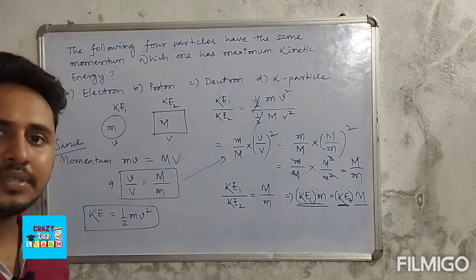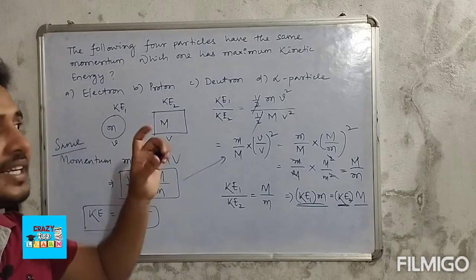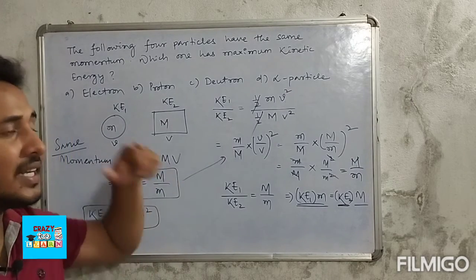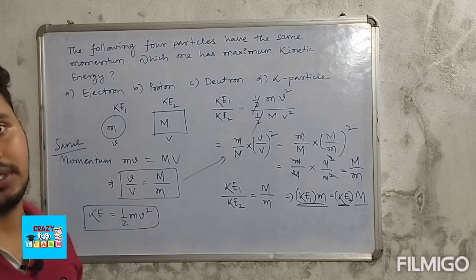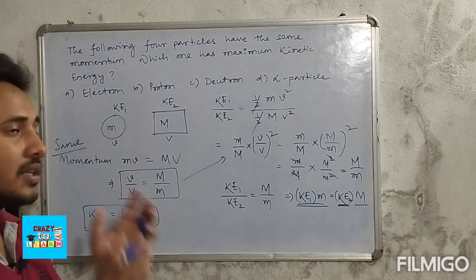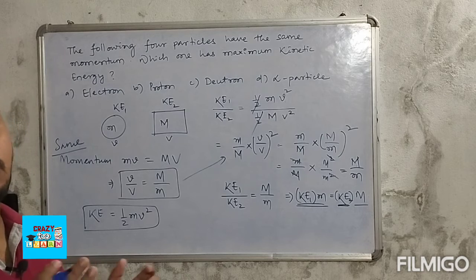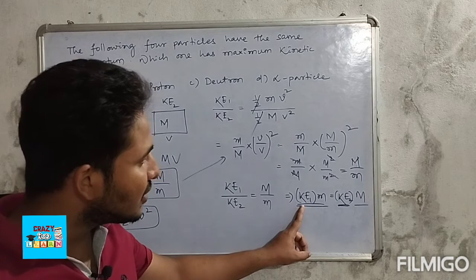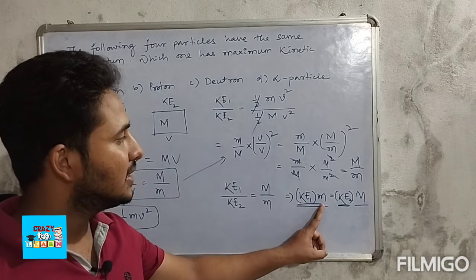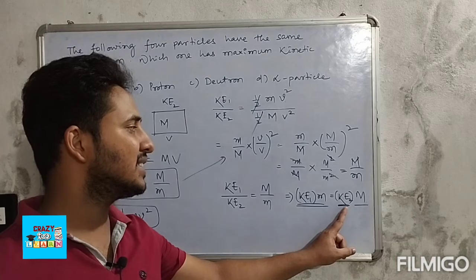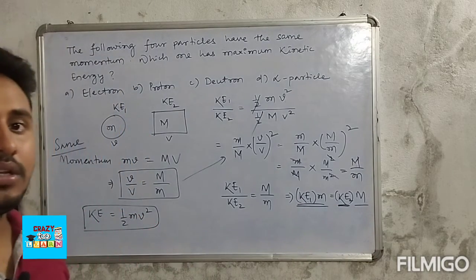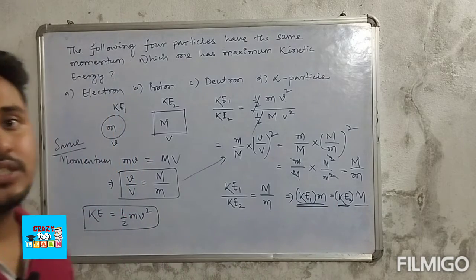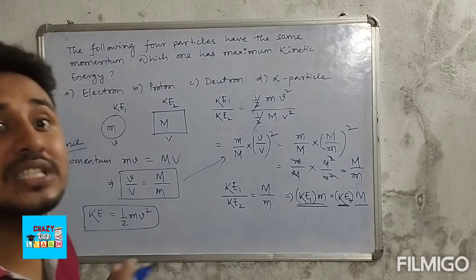Inversely proportional or directly proportional? When two factors are there and their product is the same, then we say they are inversely proportional. And when their ratios are the same, then we say directly proportional. Okay? When the ratios are the same, they are directly proportional. When their products are the same, then they are inversely proportional. So the product of kinetic energy into mass of the first body is equal to the kinetic energy and mass of the second body. So the product of kinetic energy and mass is the same for both cases. So kinetic energy and mass are inversely proportional.